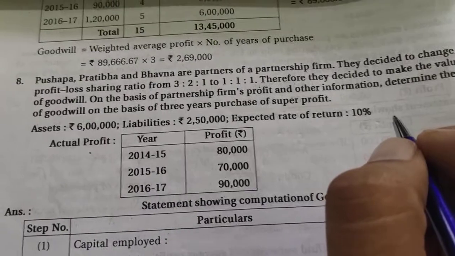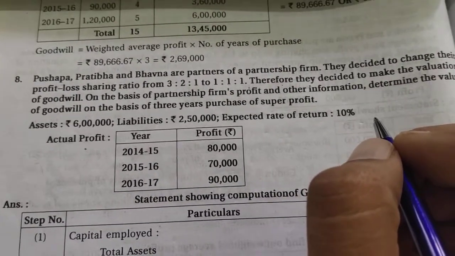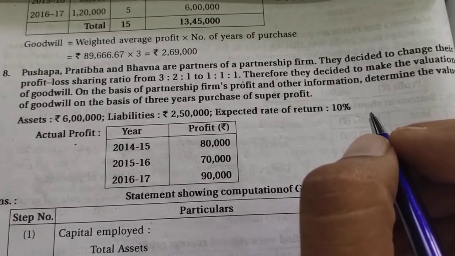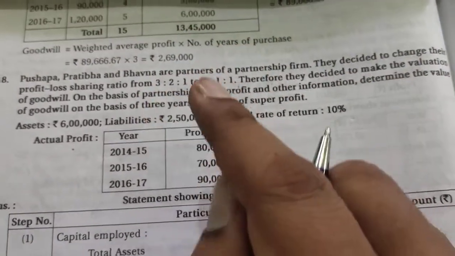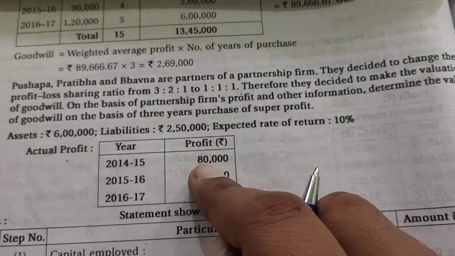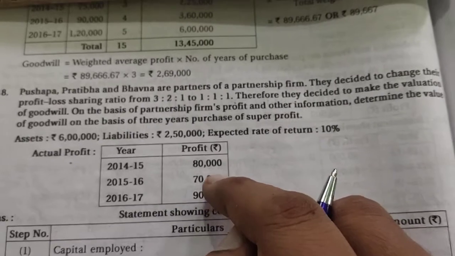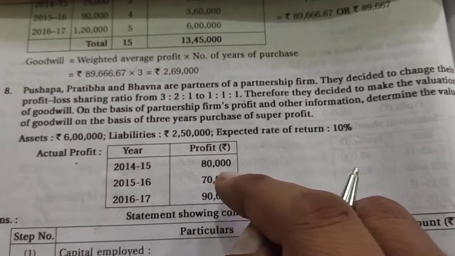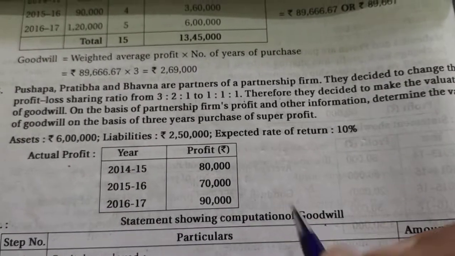Now we bring you the third video of chapter 3, valuation of goodwill. We have done two methods: one is the simple average method and another is the weighted average method. Hope you all have understood that. Now we come to the third method.